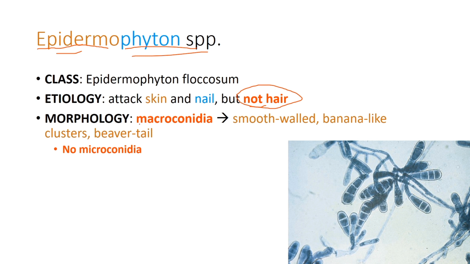So morphology pretty much is your macroconidia, because there's no microconidia. And they're small, thin-walled banana-like clusters. We also call it our beaver tail, which I think really looks like a beaver tail as opposed to anything else. And that is your Epidermophyton. And this is caused by Epidermophyton floccosum.